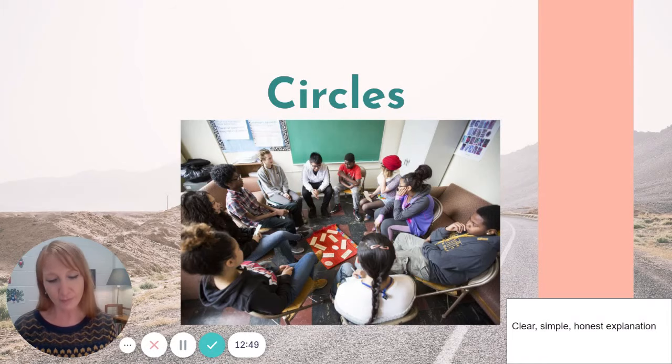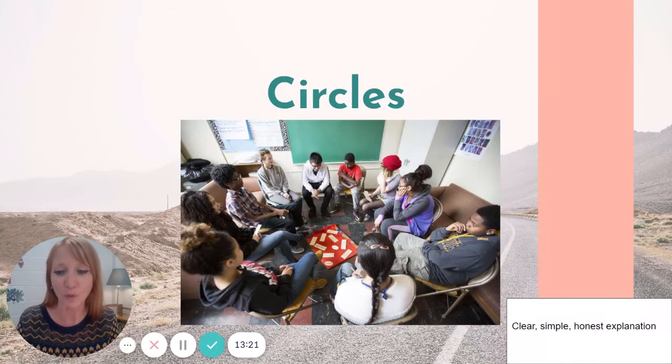So it's important at the beginning to give a clear, simple, honest explanation of what the circle will be. For example, you can say, today we'll be meeting in circles to learn ways to better communicate and to solve any problems we may have in the classroom. So you say the shape of the circle is important, even if we cannot sit in a perfectly round arrangement. We consider it a circle when everyone is able to see each face without having to lean forward.